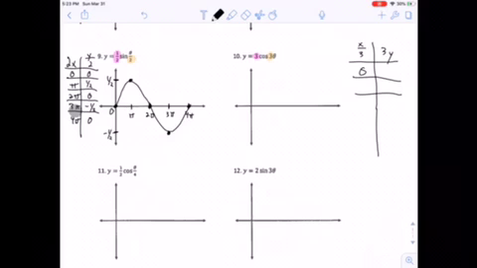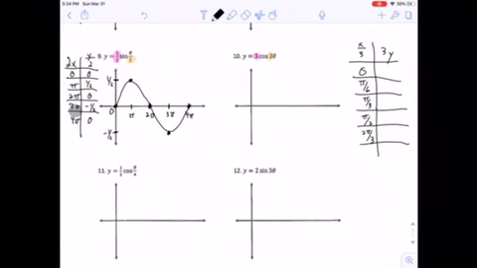Then pi over 2 divided by 3 is going to be pi over 6. Pi divided by 3 is going to be pi over 3. 3 pi over 2 divided by 3 is actually pi over 2, because 3 pi over 2 times 1/3 is 3 pi over 6, and that leads you to pi over 2. And then 2 pi divided by 3 is going to be 2 pi over 3.